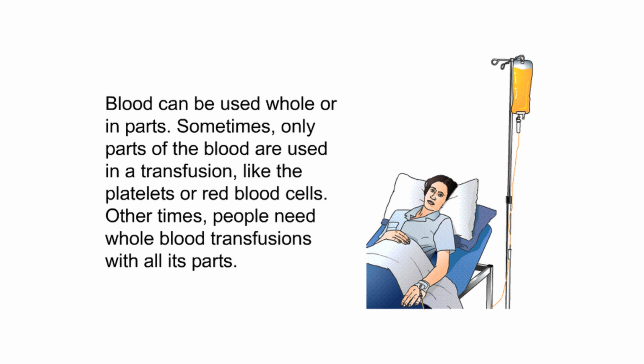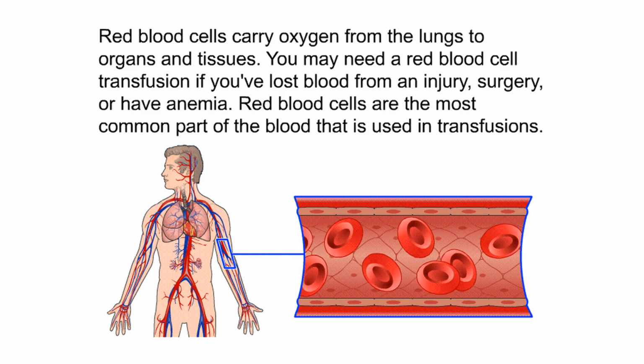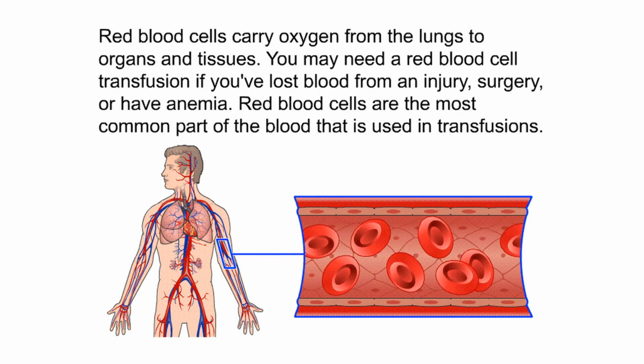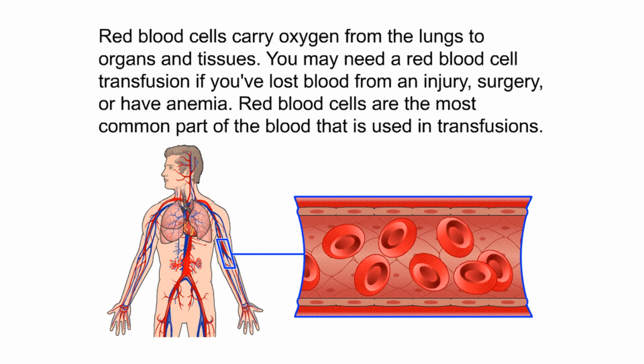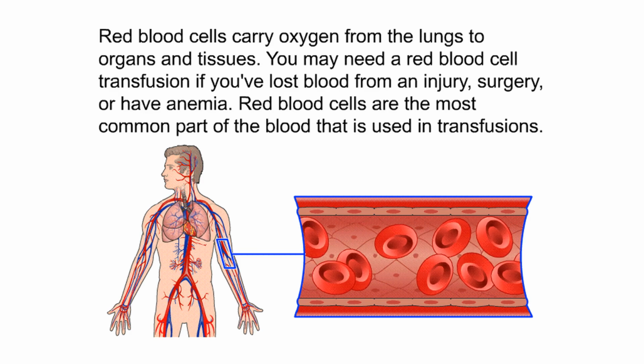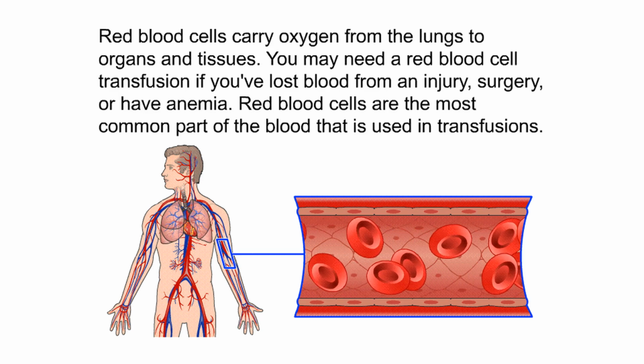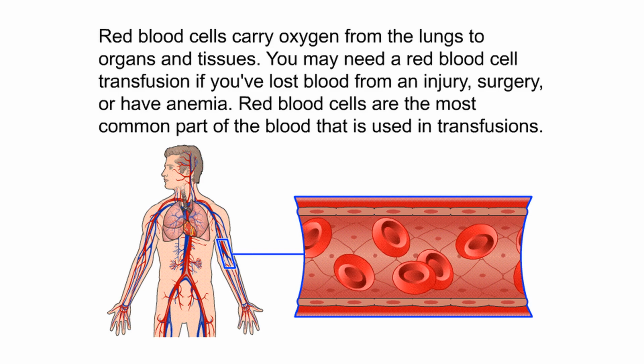Blood can be used whole or in parts. Sometimes, only parts of the blood are used in a transfusion, like the platelets or red blood cells. Other times, people need whole blood transfusions with all its parts. Red blood cells carry oxygen from the lungs to organs and tissues. You may need a red blood cell transfusion if you've lost blood from an injury, surgery, or have anemia. Red blood cells are the most common part of the blood that is used in transfusions.